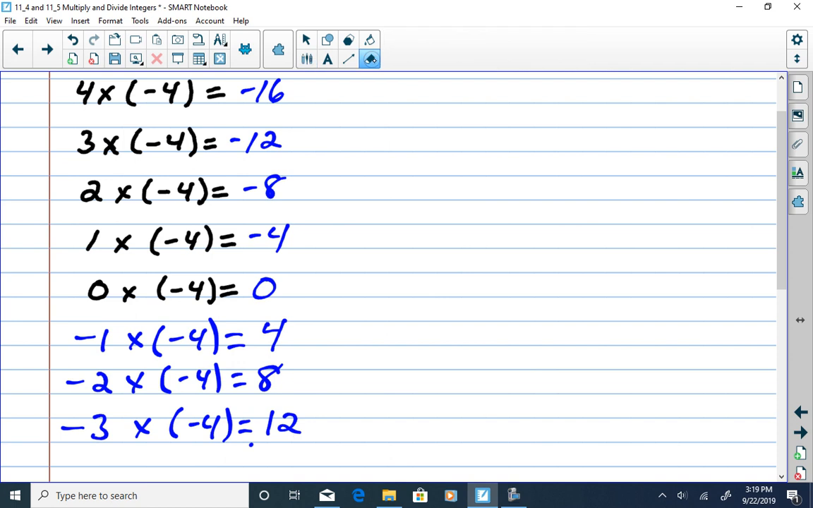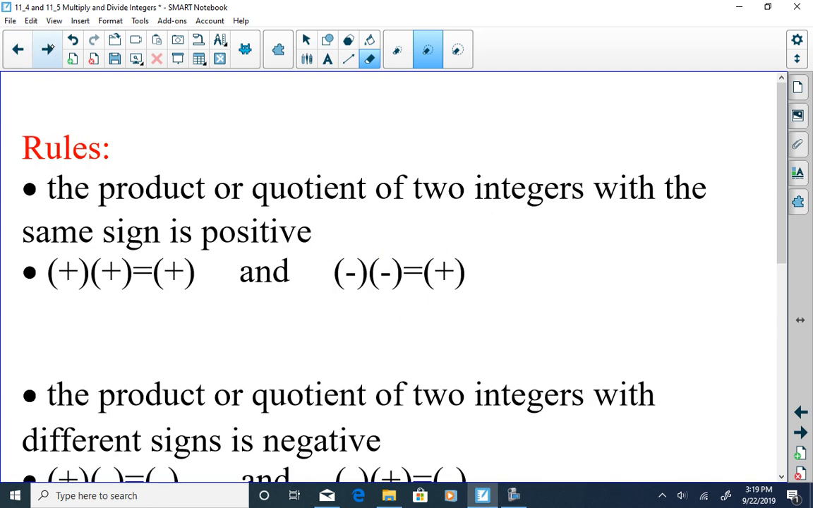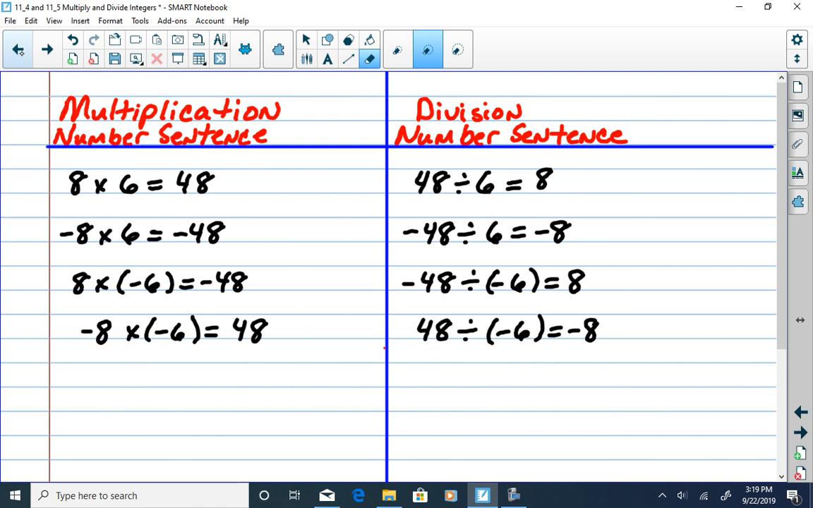All right, so to sum it up, here we have our rules. The product or quotient of two integers with the same sign is positive. And notice we say or quotient, so let's see what happens with division. Long ago, you learned, I'm sure, that division is the inverse of multiplication. So we can create a division number sentence from our multiplication number sentences.